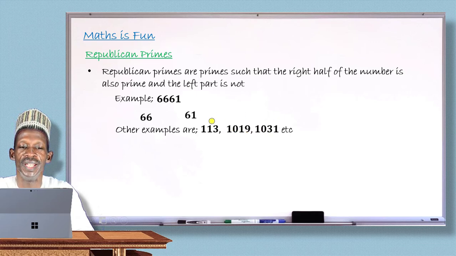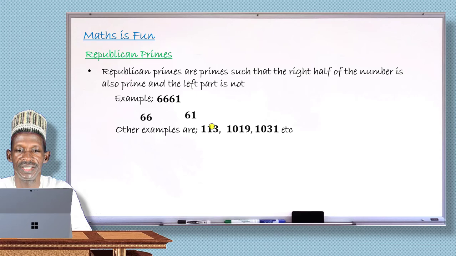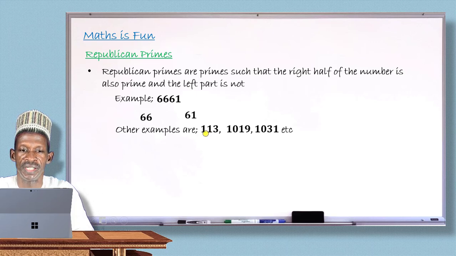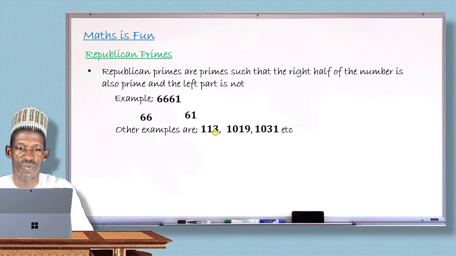In the case of three-digit numbers, you now take the last digit and the very first digit, and you leave one digit at the middle. Now compare the right digit there, if it is prime, then that number is a Republican prime, just like in the case of this 113. So we see more of these things in mathematics in our subsequent lessons.